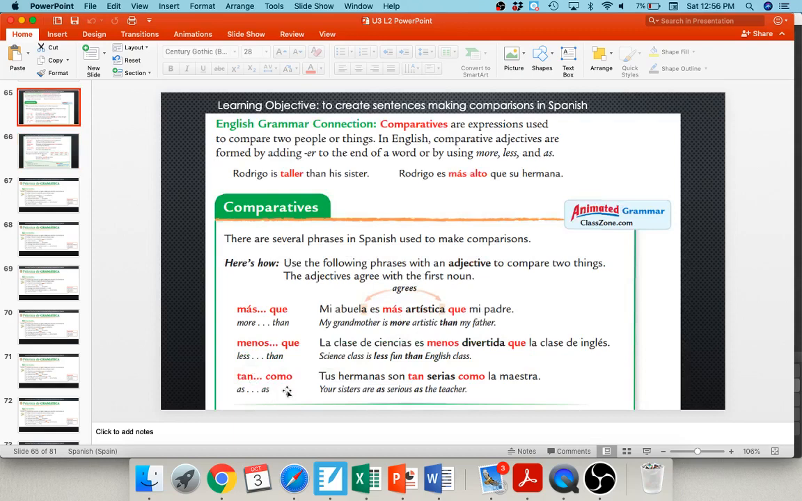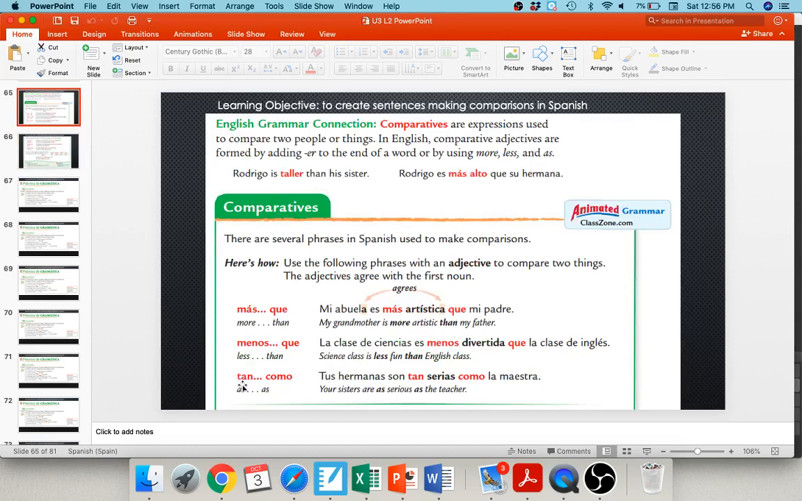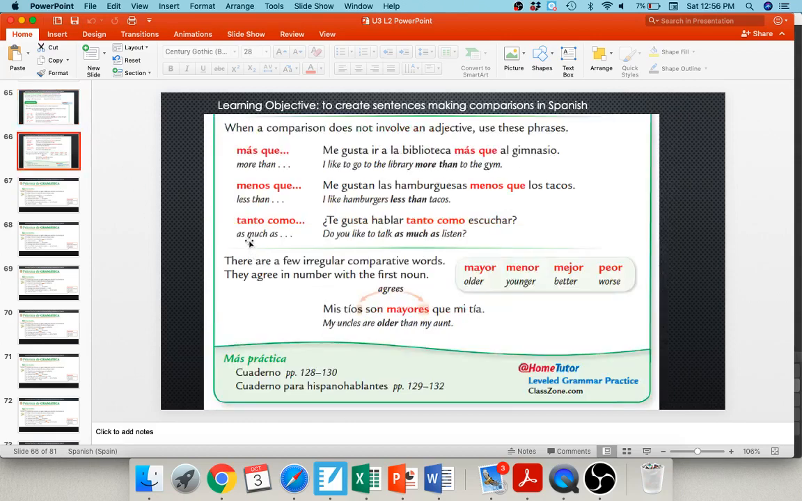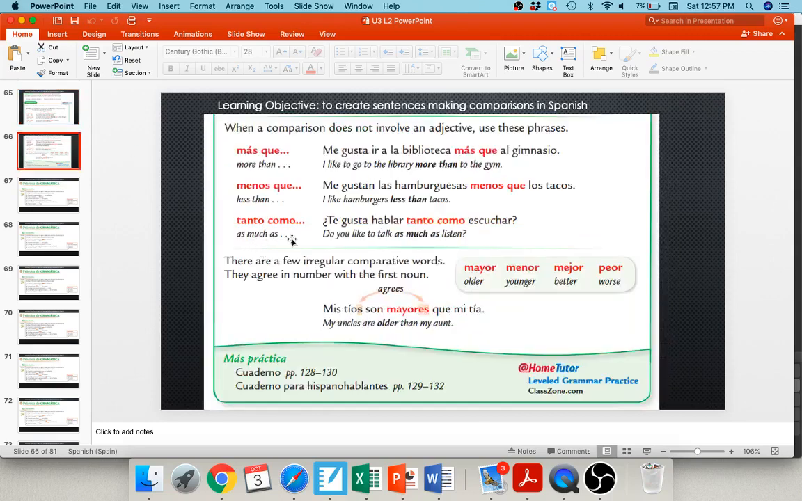Notice when you have an adjective in the middle, you have tan blank como. But when there's no adjective in the middle, we have tanto como. So for example, ¿te gusta hablar tanto como escuchar? Do you like to talk as much as you like to listen? Tanto como. So if it has an adjective in the middle, it's tan blank como, and if there's no adjective, it's tanto como. You can think of the "to" as meaning "much," if it helps you. As blank as versus as much as.